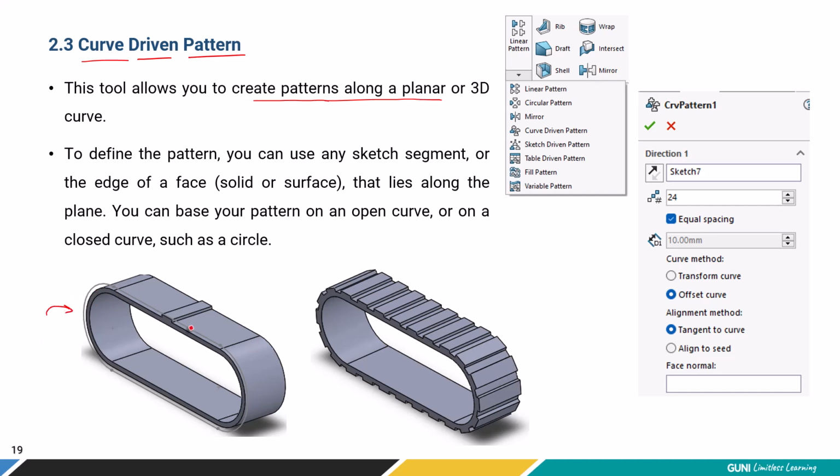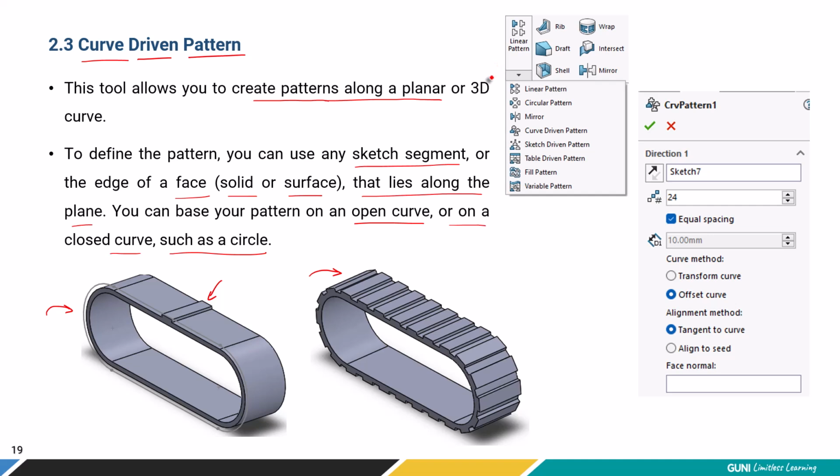Now here, around the belt, we have a curve, right? And we are going to pattern these features, and this will be our outcome. Here this curve is followed. To define the pattern, you can use any sketch segment or edge of a face, of a solid or surface body, that lies along the plane. You can base your pattern on any open curve or on a closed curve such as a circle.